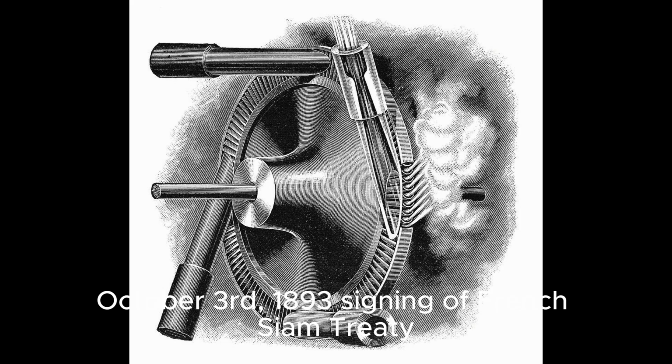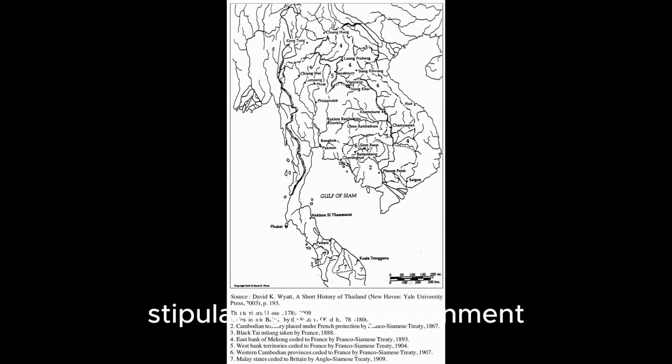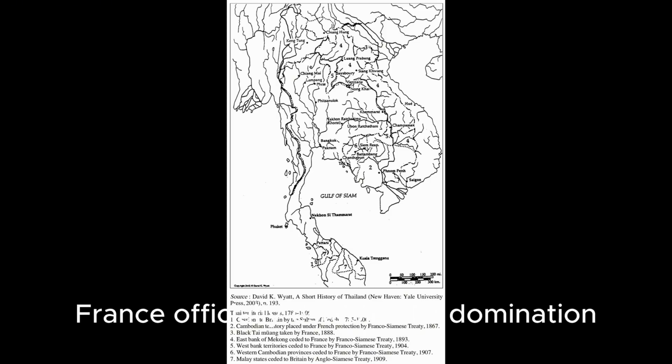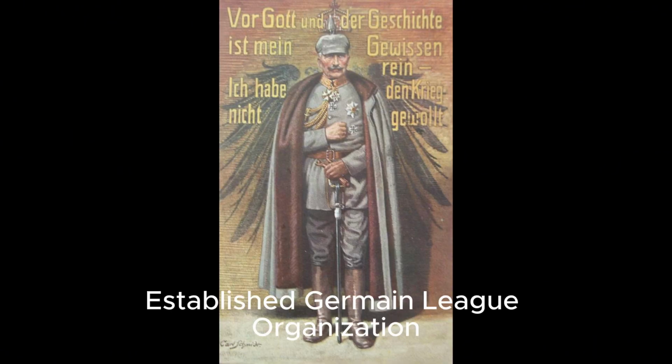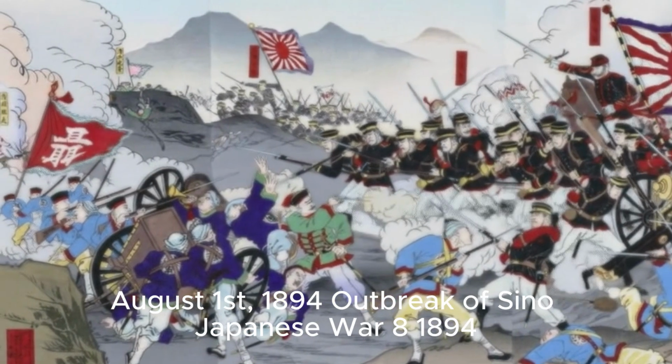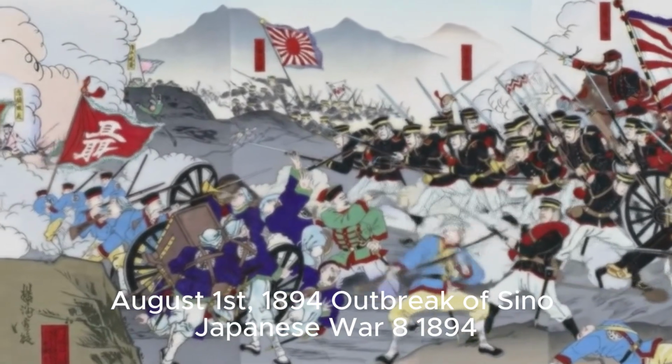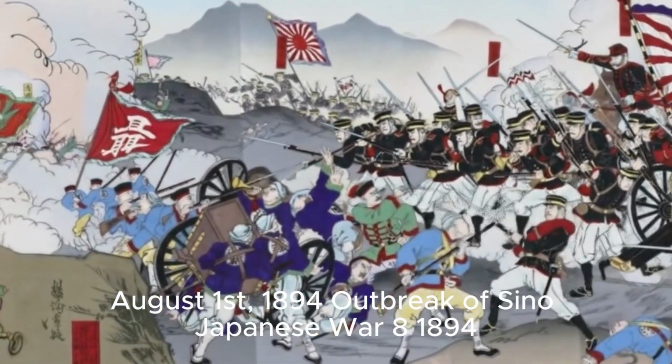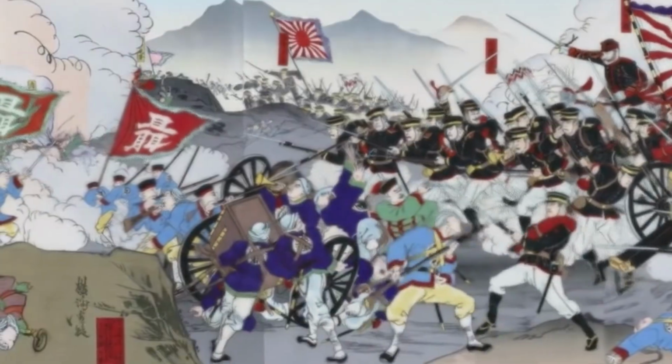October 3, 1893. Signing of French-Siam Treaty, stipulating Siam government renounced all power over Laotian territory on the west bank of the Mekong River and islands on this river. France officially established domination in Laos. 1894. Established the Germain League organization aiming to sow reactionary ideas. August 1, 1894. Outbreak of Sino-Japanese War, 8-1894, 5-1895.